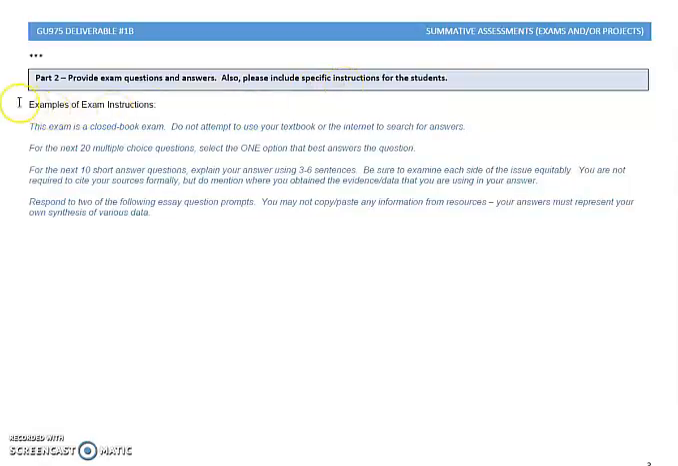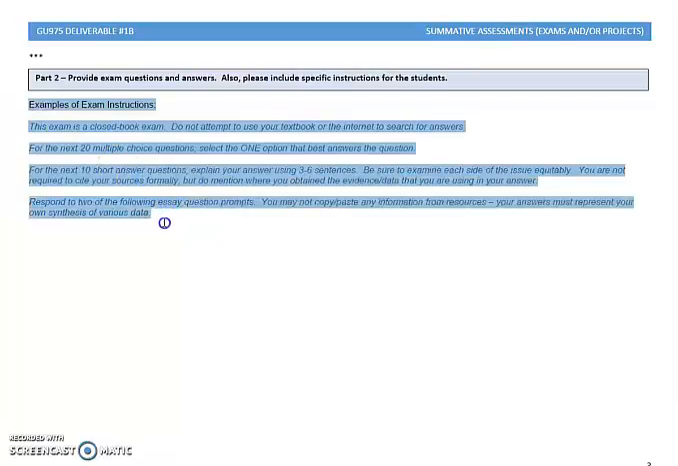So I'm going to start with the examples of some instructions. Take a look at these examples and notice that the ideal way to set up your test would be to group the types of questions together so that you would have a set of instructions that say for the next 20 multiple choice questions, select the one option that best answers the questions. And then you would group, let's say, your short answer questions. For the next 10 short answer questions, explain your answer using 3 to 6 sentences.